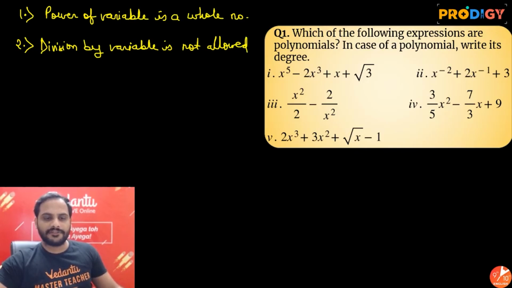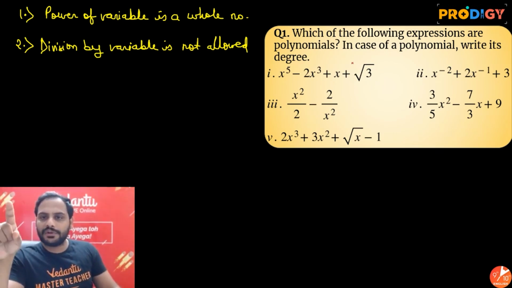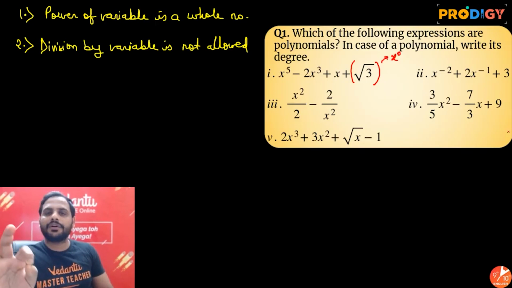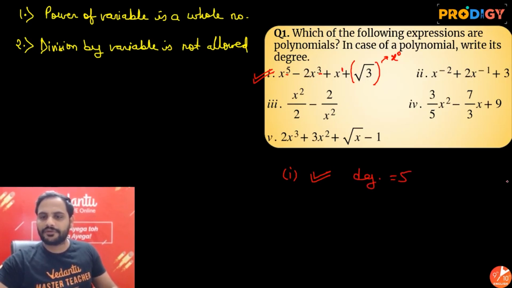So beta, in the first one, you will see power 5, power 3, power 1. Look, root 3. We know square root means power half. But beta, this square root is only on 3. That means it is a constant number. So the power of the variable here is 0 only. Any constant number, be it rational or irrational, the power of the variable will be 0. So everywhere the powers are whole numbers, and the variable is not in the division. So the first one is a polynomial. Its degree, the highest power, is 5.